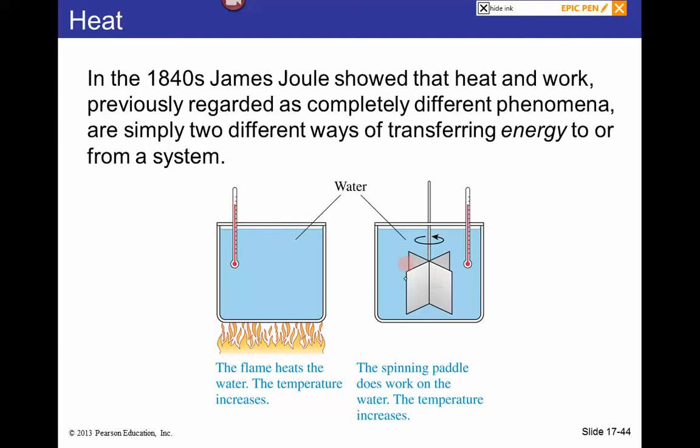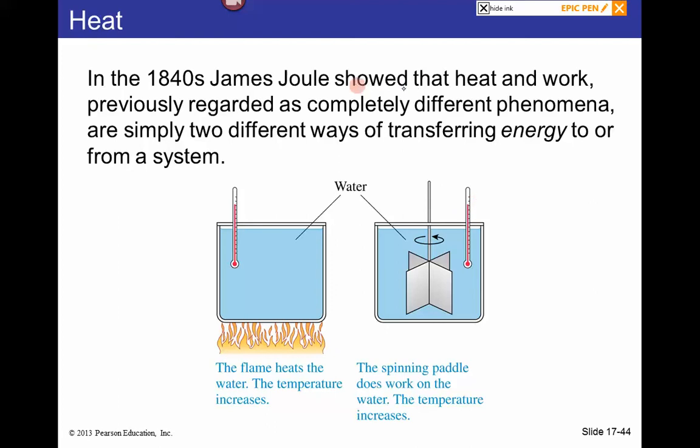Then he took a spinning paddle here and he spun this thing, right? While he was doing that, he was doing work because you have to do work to spin this paddle. And what he realized is that the temperature again increased. So here you have heat and it produces an increase in temperature. And here you're doing physical work, you're spinning this paddle, and you also increase the temperature.